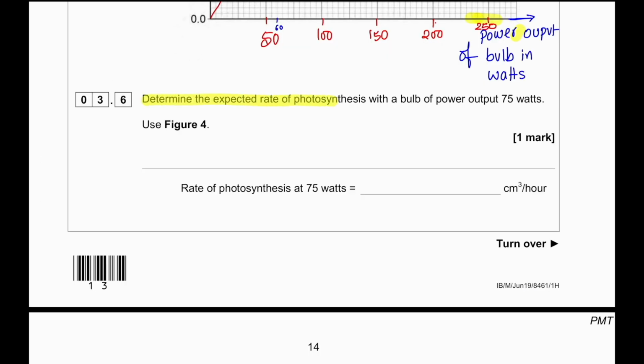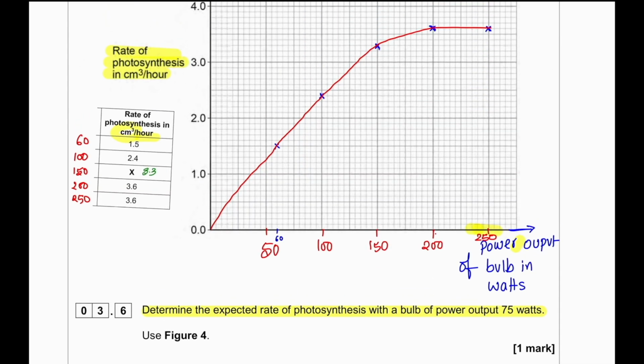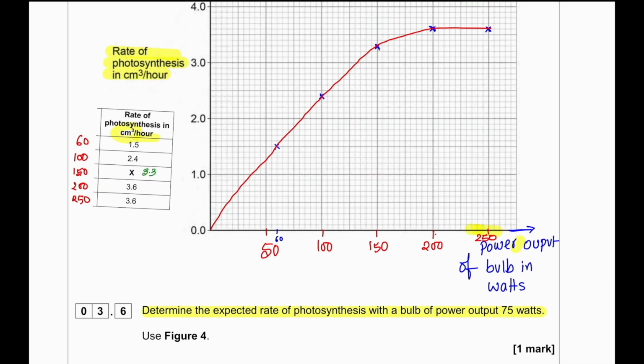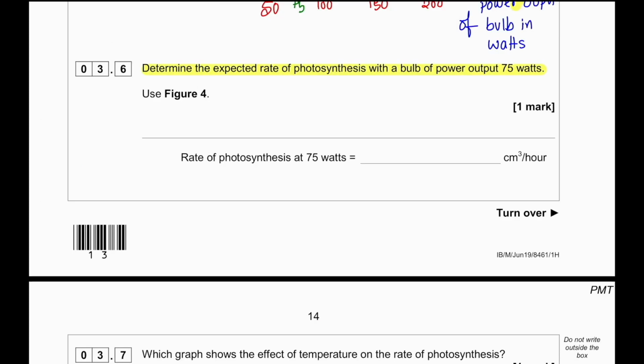Determine the expected rate of photosynthesis with a bulb of power output 75 watt. So to do this, we will extrapolate at 75. So this is 75. We will draw a line touching our graph, and then we will extend that particular line to our y-axis, and our value comes out 1.85. So the rate of photosynthesis at 75 watt is likely to be 1.75 cm cube per hour.